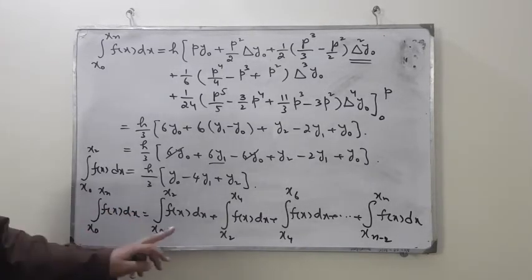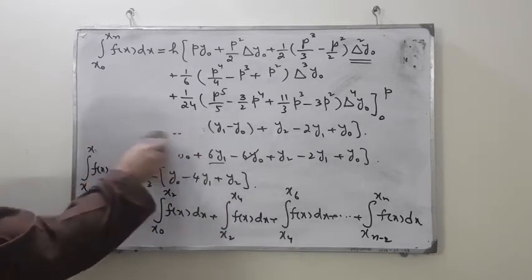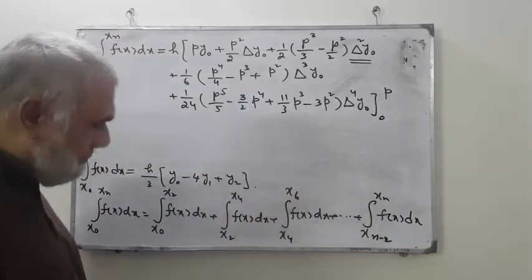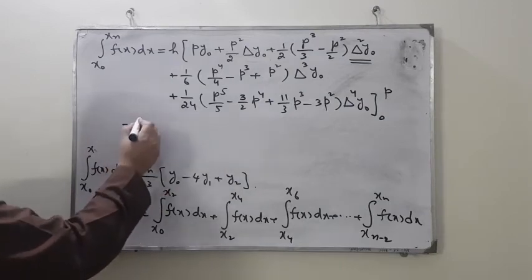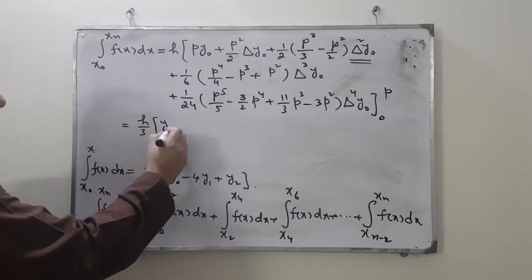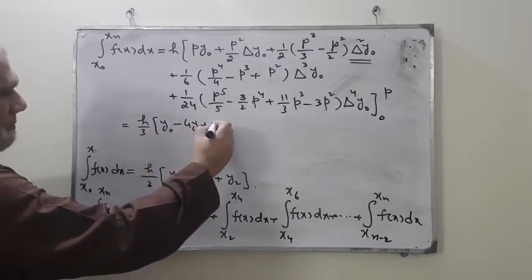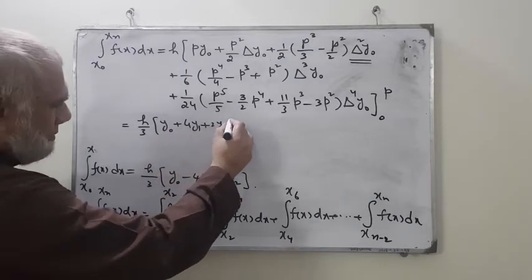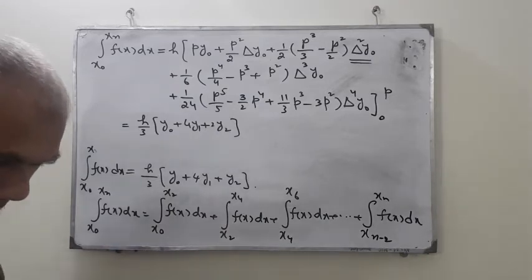And now we are going to replace these integrals with this result. So here, on substituting this result for the first integral, we will be having h by 3. Inside this gives you y0 plus 4y1 plus y2. This will be plus sign here.